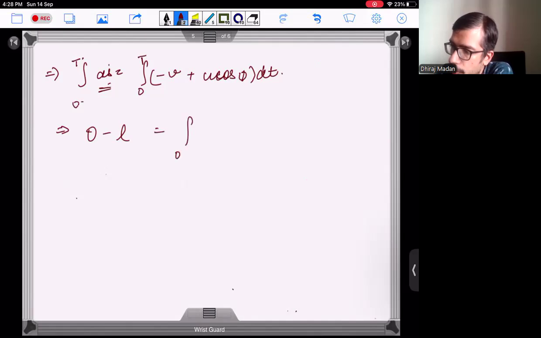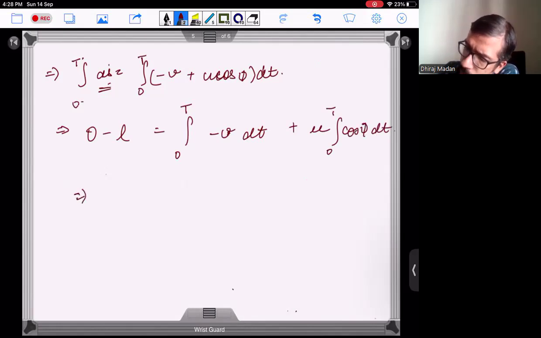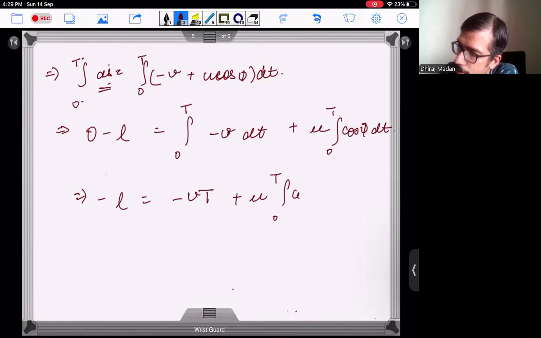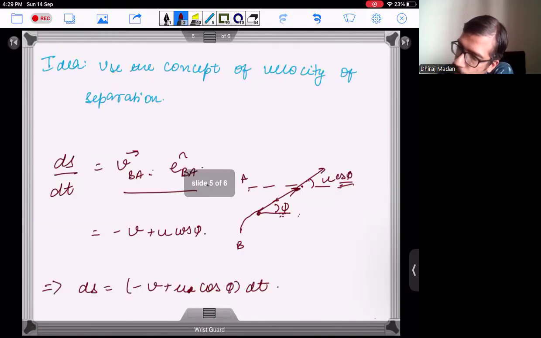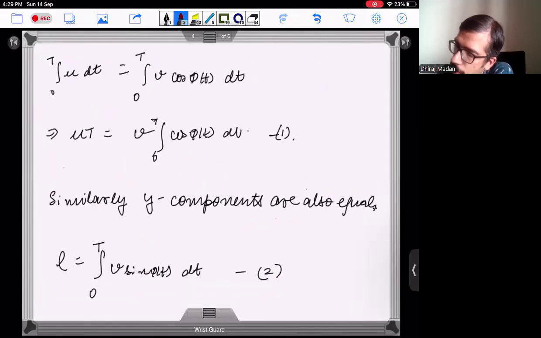So this is 0 minus L, which is minus L. And this is going to be the integral from 0 to T of minus v dt plus u times the integral from 0 to T of cos phi dt. So what we get is that minus L is minus of vT plus u times the integral from 0 to T of cos phi dt. Right. So this is my equation number 3. So there is an integral of cos phi in equation 3, and there is an integral of cos phi in equation 1.